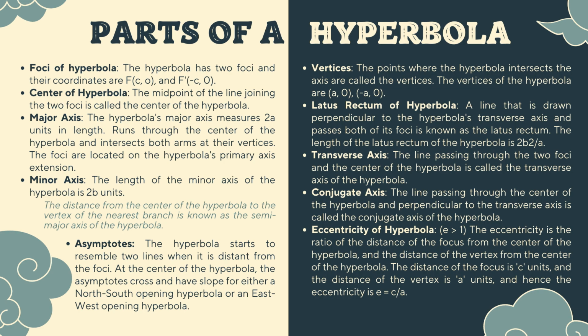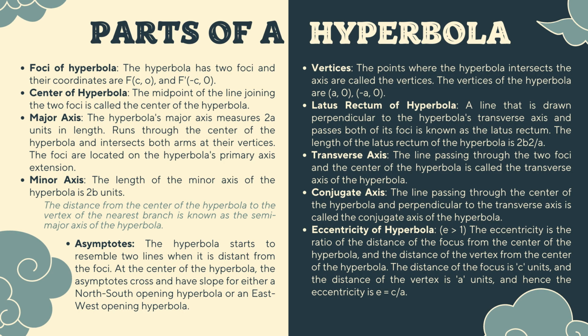Latus rectum of the hyperbola. A line that is drawn perpendicular to the hyperbola's transverse axis and passes through one of its foci is known as the latus rectum. The length of the latus rectum of the hyperbola is 2b squared over a.